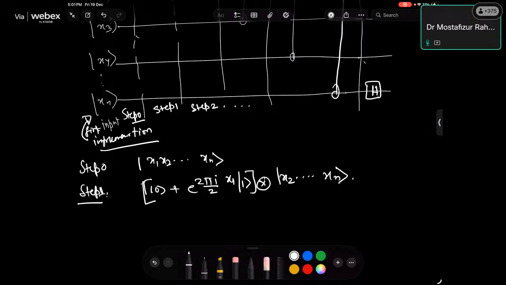Tomorrow I'll continue from here and I'll demonstrate a detailed implementation in Qiskit so that you get familiar with this. Then I'll continue with quantum phase estimation and then the HHL algorithm. With this, I'm concluding today's session, and please feel free to ask me any questions if you have. I'll be happy to answer.